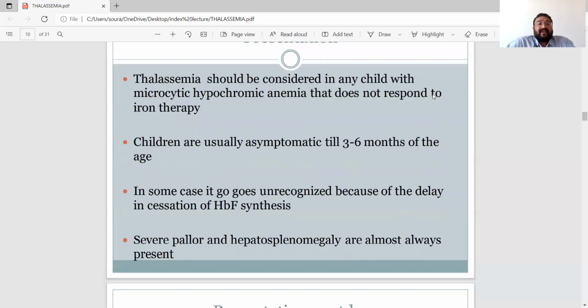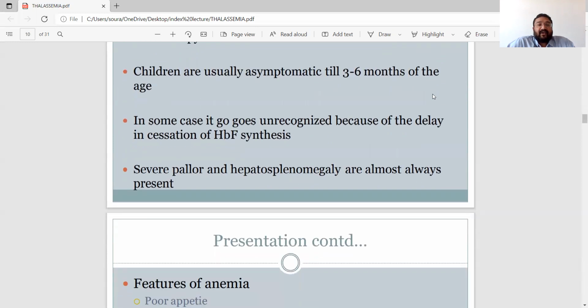So the presentation is: thalassemia should be considered in any child with microcytic hypochromic anemia that does not respond to iron therapy. Children are usually asymptomatic till the first 3 to 6 months of age because during this age, HbF is present in a significant amount and the usual manifestations of beta chain depletion or absence are not present. In some cases, it goes unrecognized because of the delay in cessation of fetal hemoglobin synthesis. Severe pallor and hepatosplenomegaly are almost always present in a child with thalassemia.